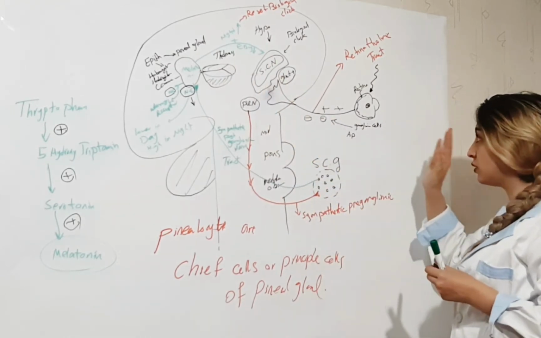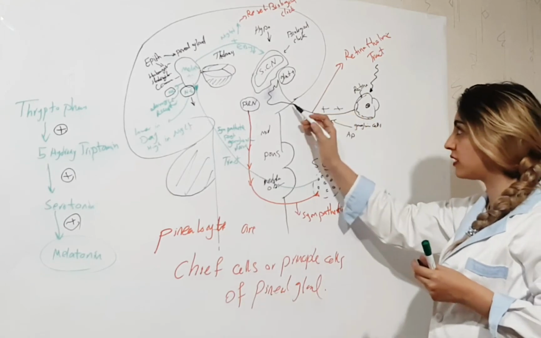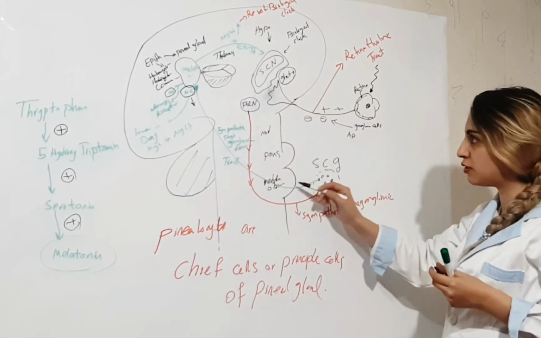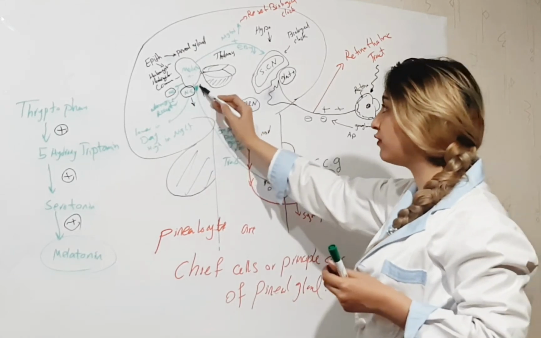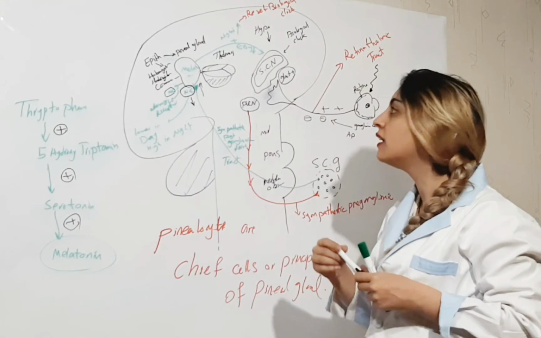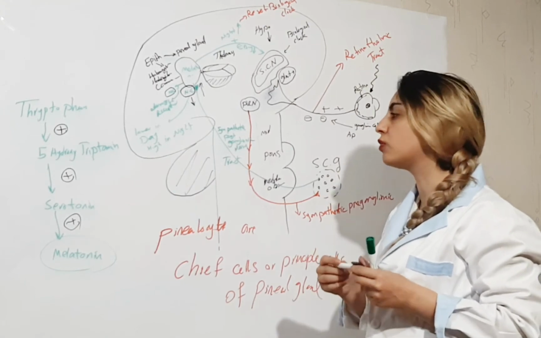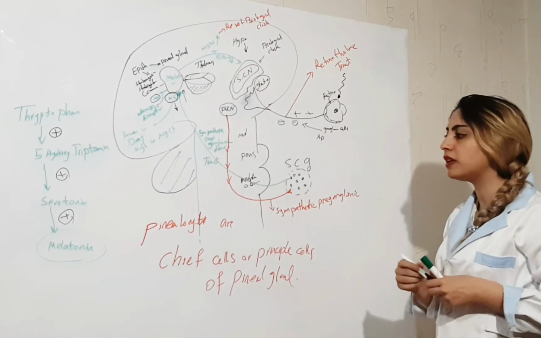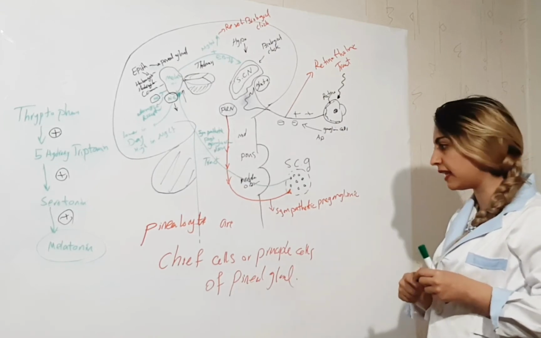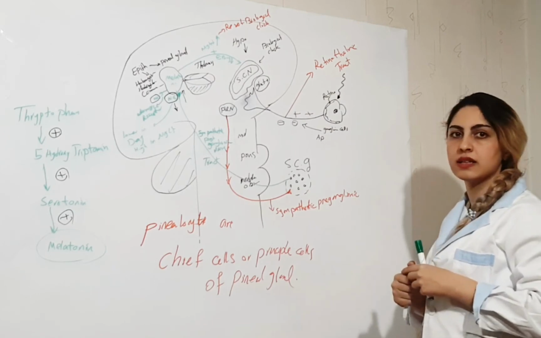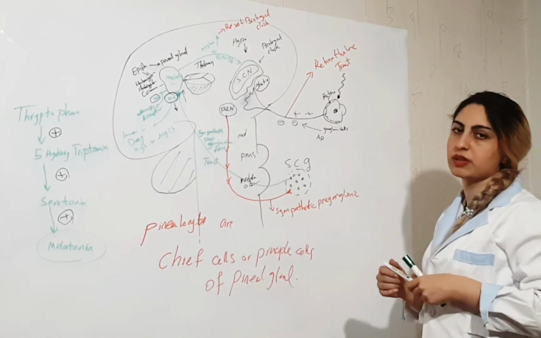But if it is dark, then the action potentials here are so stimulatory, and finally in this process we have lots of norepinephrine, and norepinephrine will bind to its adrenergic receptor, and then we have lots of melatonin. So this was the pathway. And finally in the pineal gland we have pinealocyte cells, which are also called chief cells or principal cells, and they are responsible for these processes.